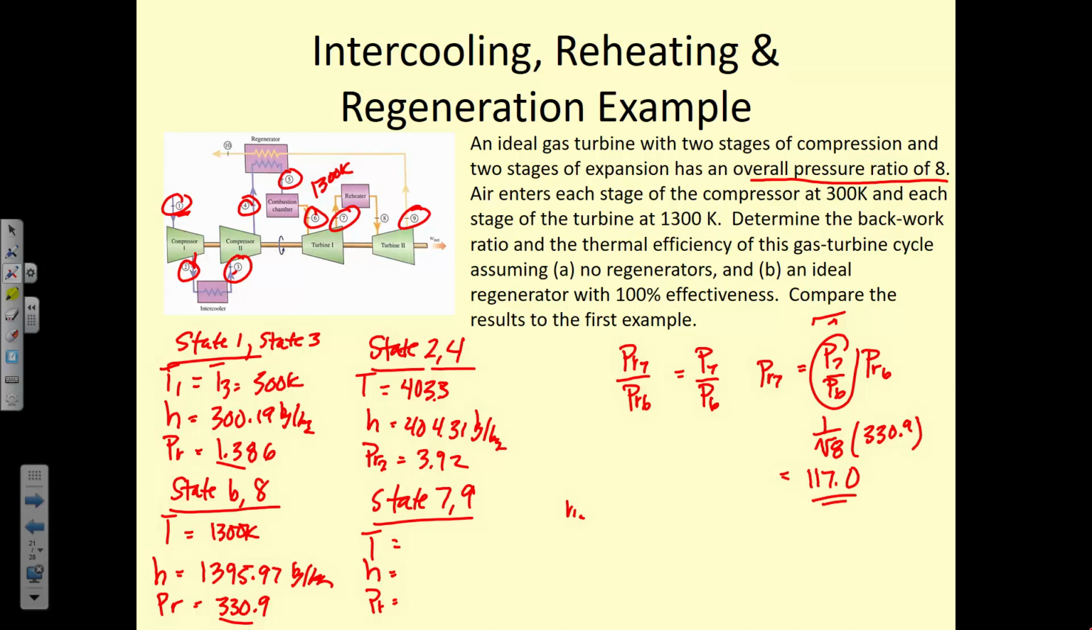And that corresponds to a temperature 7 of 1006.4 Kelvin, and H7 of 1053.33 kilojoules per kilogram, and the PR 117. So look at that. We've already found states 1 through 9, excluding 5, and we didn't even do that much work. So chill out, Blake. It's not that bad.